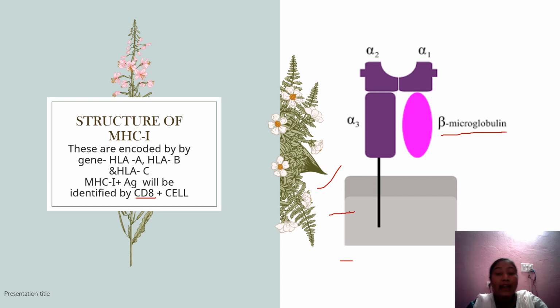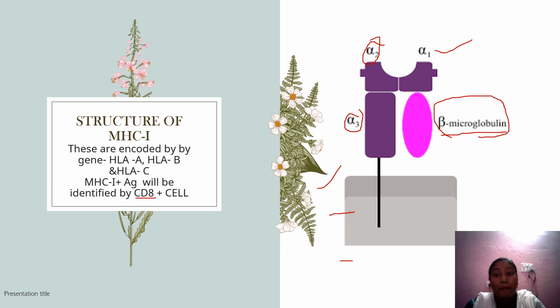So class 1 MHC is a glycoprotein. By glycoprotein we mean that a glycan part is there and a protein part is there. That's why it is called a glycoprotein, and it contains an alpha chain and a non-covalently attached beta microglobulin. The alpha chain has 3 domains: alpha 1, alpha 2 and alpha 3. And alpha 1 rests upon this beta microglobulin.